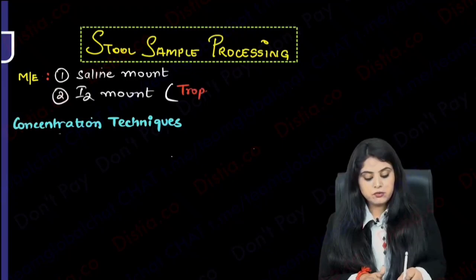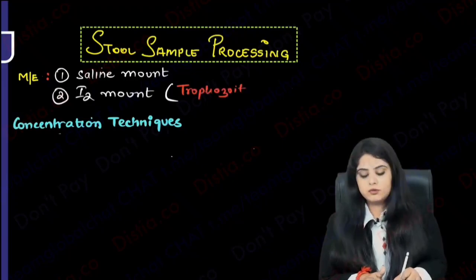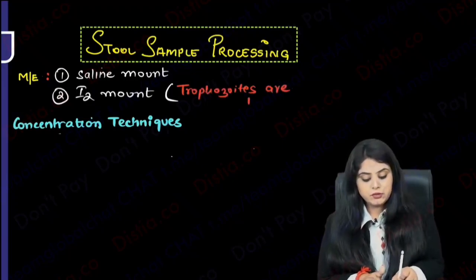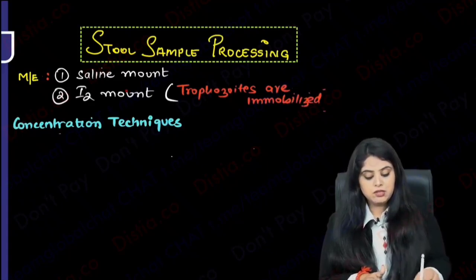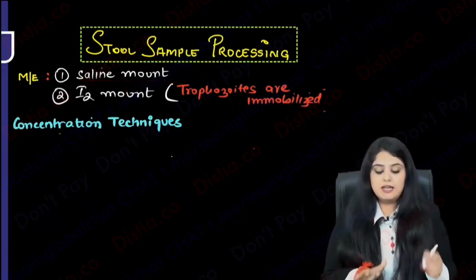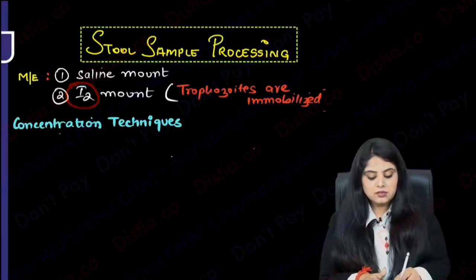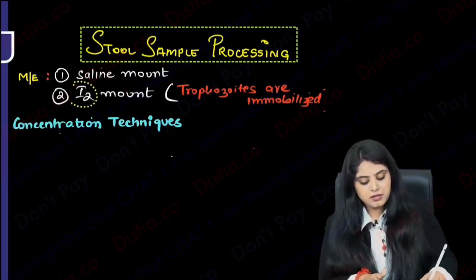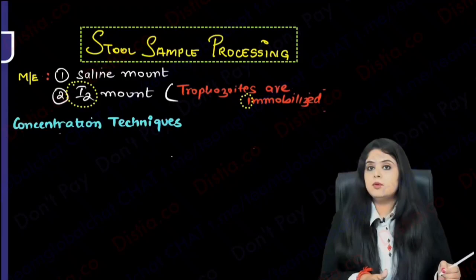The trophozoites are mobile in saline mount, so you will see all the motility and moving around in saline mount. As soon as you put iodine, they are going to be immobilized. So remember, in iodine mount, they are going to be immobilized.